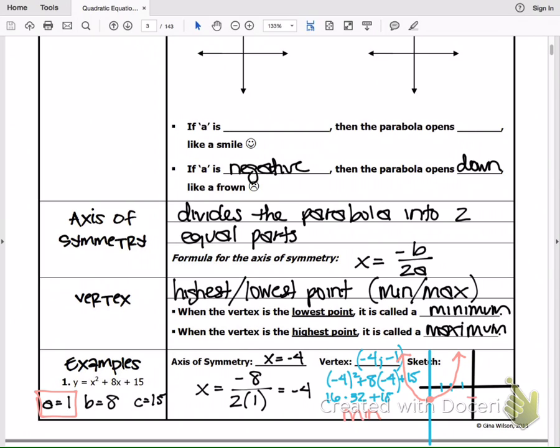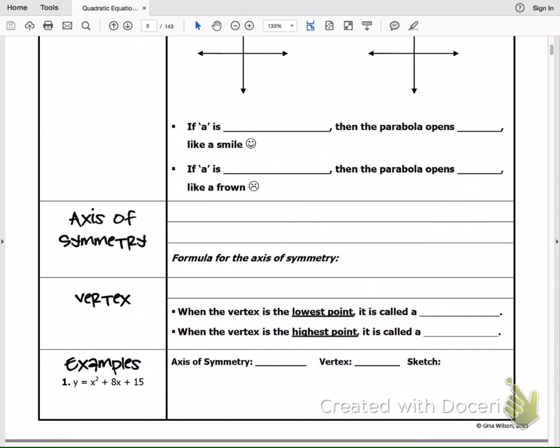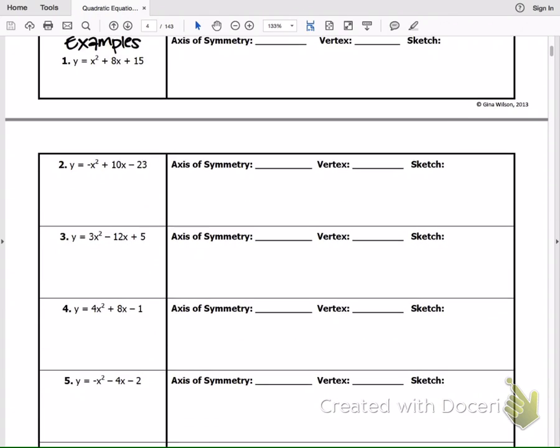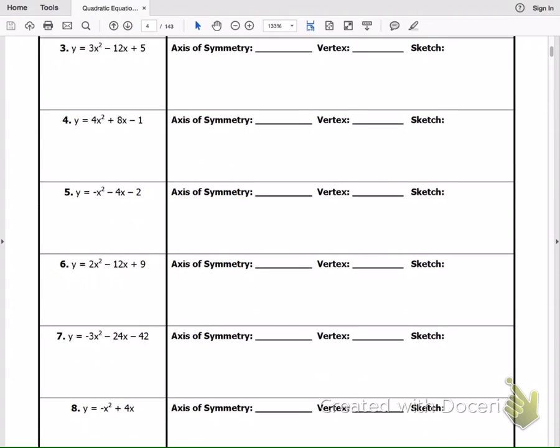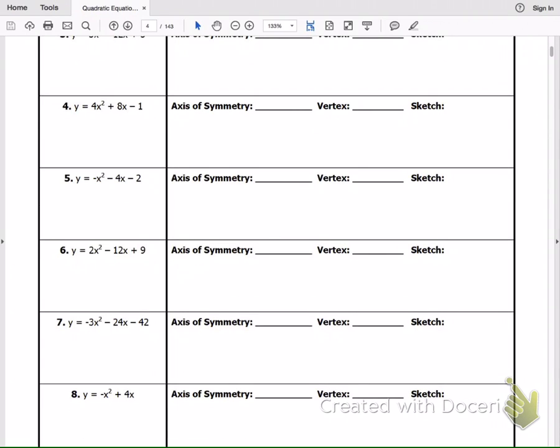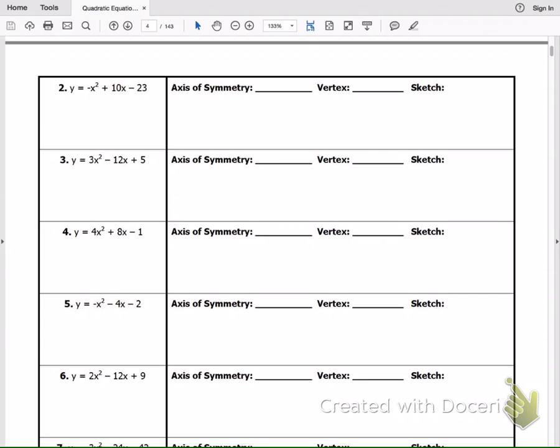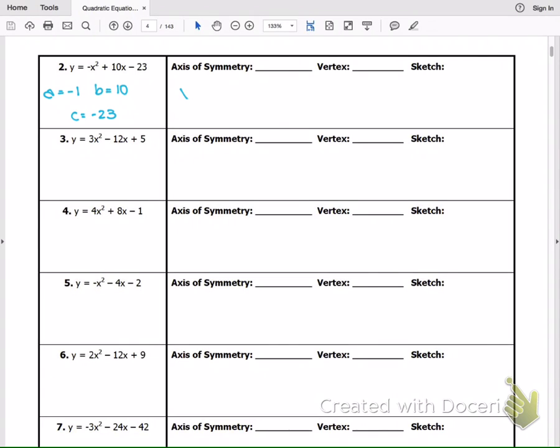On the back of this page, we're going to get to this in a moment. That's going to be part of your homework where we just sketch. Wait, you don't have another page there, do you? Hopefully not. We have homework 1. Nice job. On this axis of symmetry, our formula is -b over 2a.